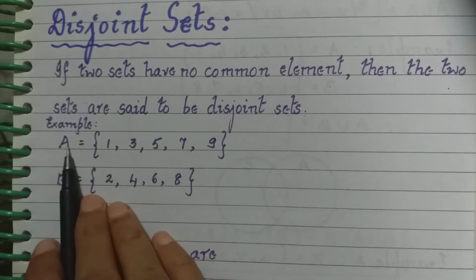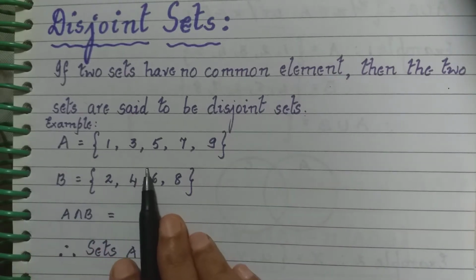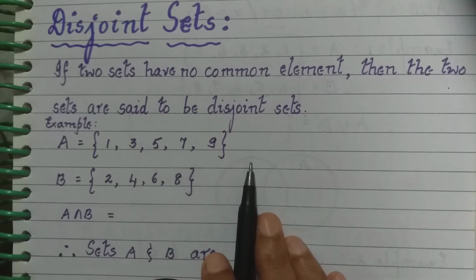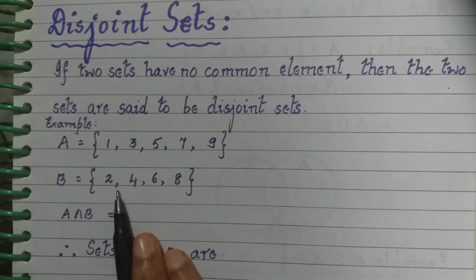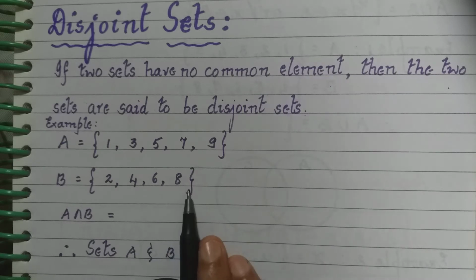So let us see the example. Set A consists of the elements 1, 3, 5, 7 and 9. Set B has the elements 2, 4, 6 and 8. Do you see any element which is common in set A and set B? No, we do not see.